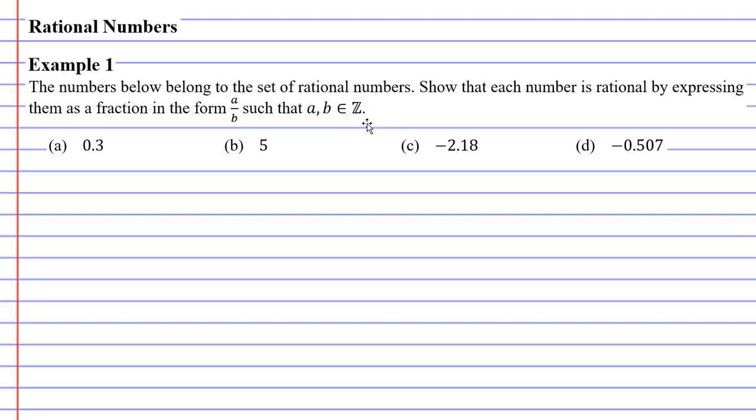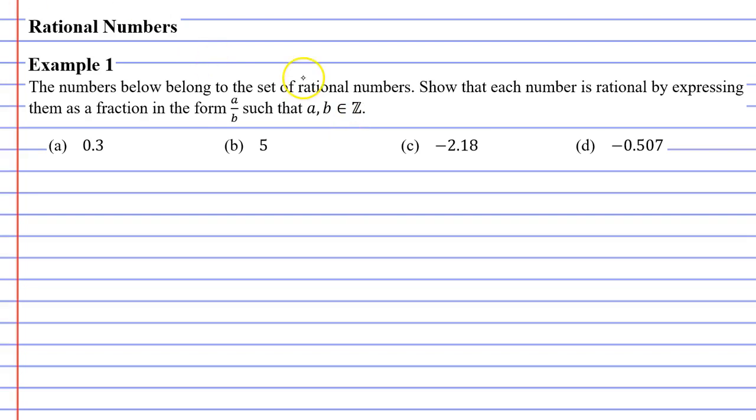Now, if you're somewhat confused by the notation that I'm showing here, it might be because you've missed the previous video. In the previous video, we mentioned that rational numbers are basically numbers that can be represented as a fraction. To be more specific, this fraction will be in the form a over b, such that a and b are basically whole numbers.